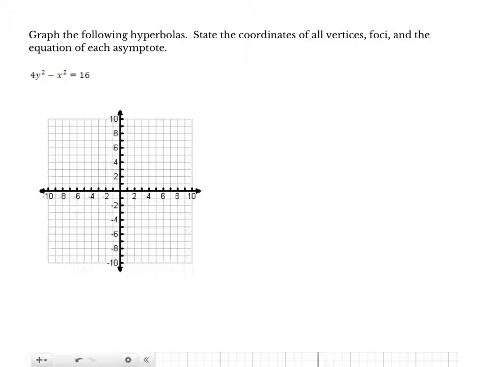Okay, let's look at graphing a couple hyperbolas. So this one, we have 4y squared minus x squared equals 16. Well, the problem with this one is it's not equal to 1, so just like what we did for an ellipse, we'll divide everything out by 16. So 4 over 16 is 1/4, so I can rewrite this as y squared over 4 minus x squared over 16 equals 1.